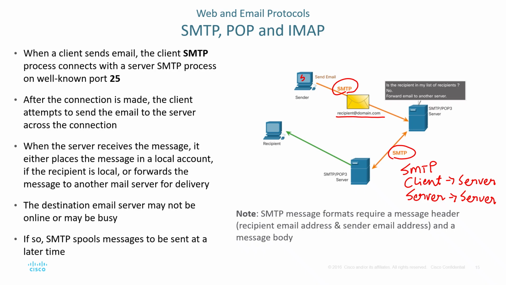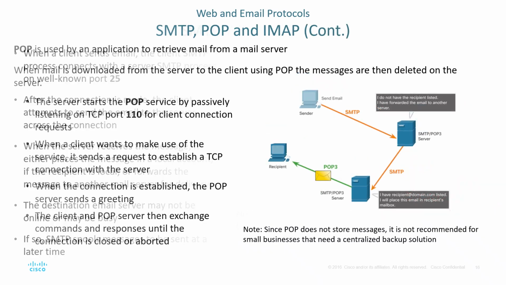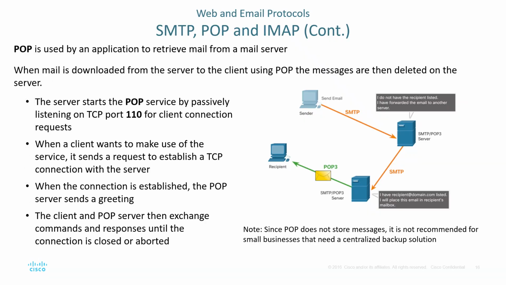SMTP message formats require a message header, which would be the recipient's email and sender's email, and a message body. Now, POP is used by an application to retrieve mail from a mail server. When mail is downloaded from the server to the client using POP, messages are then deleted on that particular server.